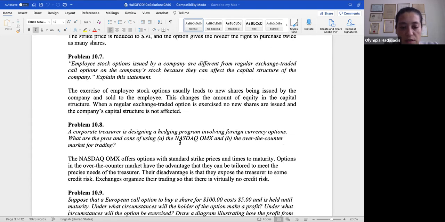A corporate treasurer is designing a hedging program involving foreign currency options. What are the pros and cons of using A, the NASDAQ OMX, and B, the over-the-counter market for trading? The NASDAQ OMX offers options with standard strike prices and times to maturity. Options in the over-the-counter market have the advantage that they can be tailored to meet the precise needs of the treasurer. Their disadvantage is that they expose the treasurer to some credit risk. Exchanges organize the trading so that there is virtually no credit risk.